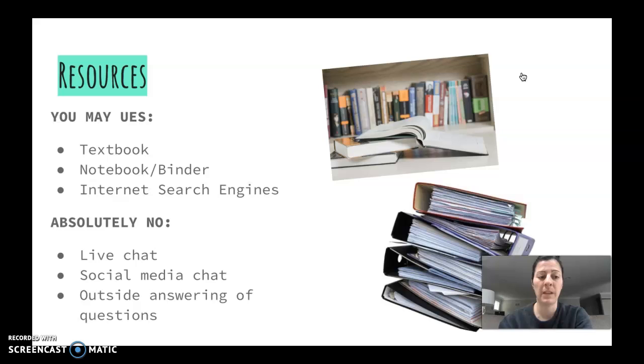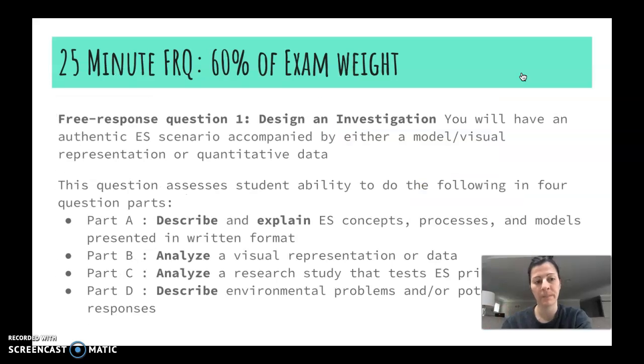They've restricted you from live chat, social media chat, outside answering of questions. They have ways of figuring out if you are the one actually taking the test or not. So they are going to start monitoring social media soon to make sure kids aren't talking about how they're going to try to cheat the system.